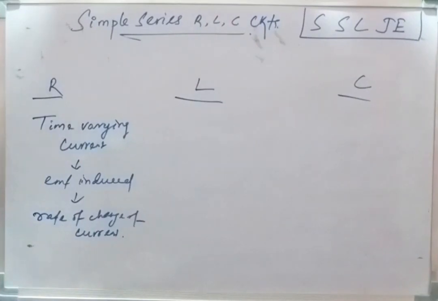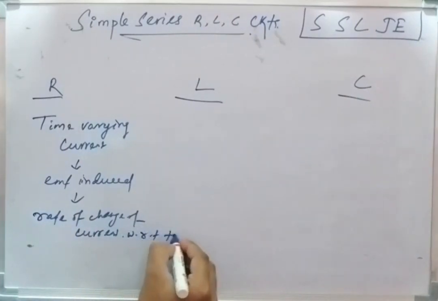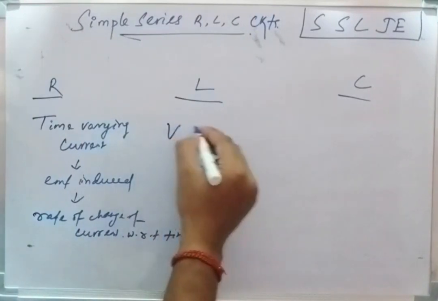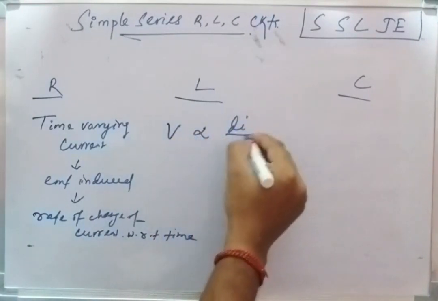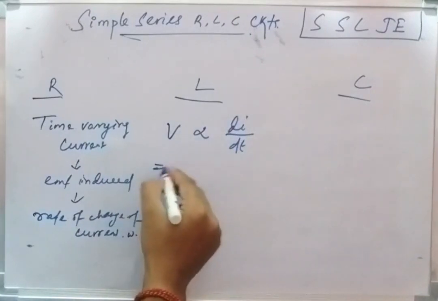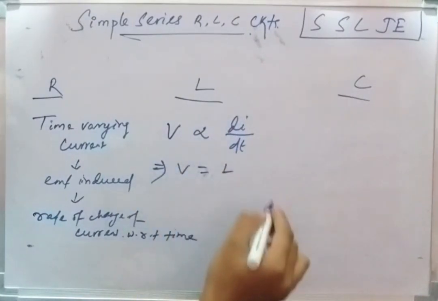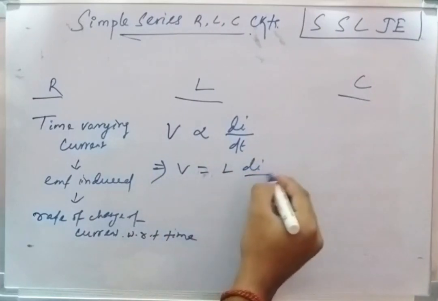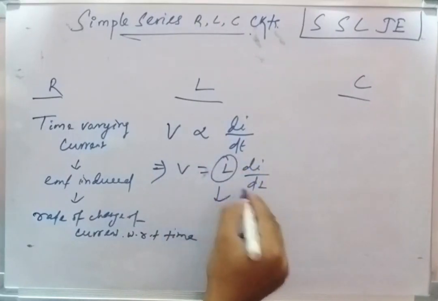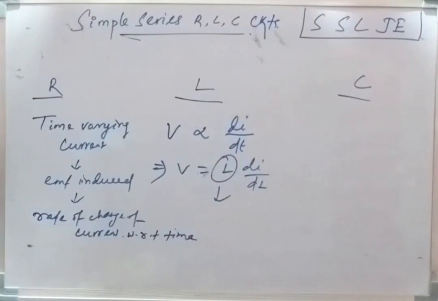Rate of change of current with respect to time. Okay, so I can write V is directly proportional to di by dt. If I multiply the proportionality constant, then I'll get V equals L di by dt. Here L is a proportionality constant and is called inductance.